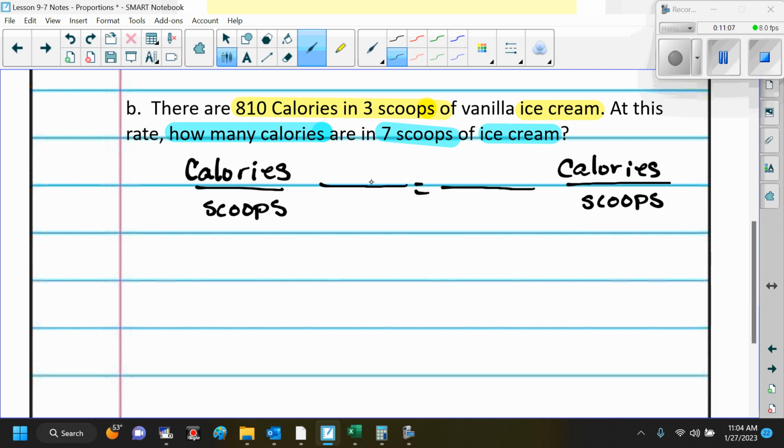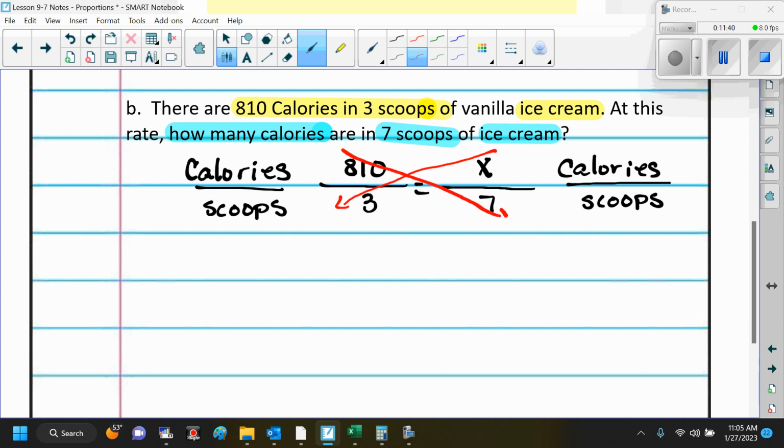So we're going to put the original ratio in there. That's 810 and 3 scoops. And it's asking how many calories, so that's where the X goes, where it says how many, right? So the X goes here. And this is for 7 scoops. Now, again, we're using cross multiplication, because can you go from 3 to 7 directly? No, not with a whole number. So here we have to use cross multiplication.